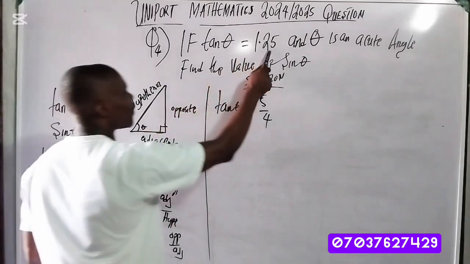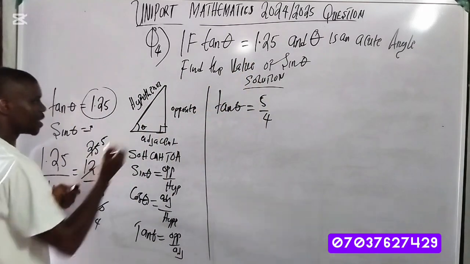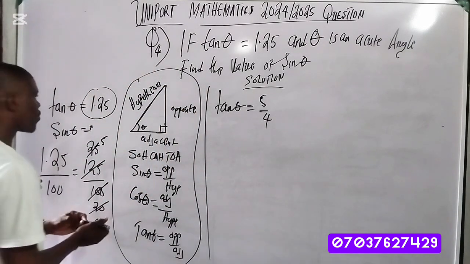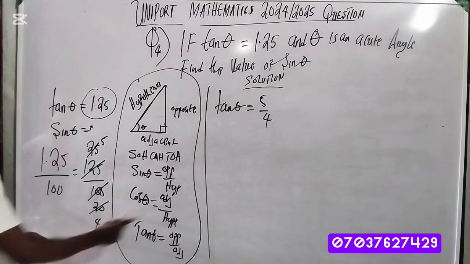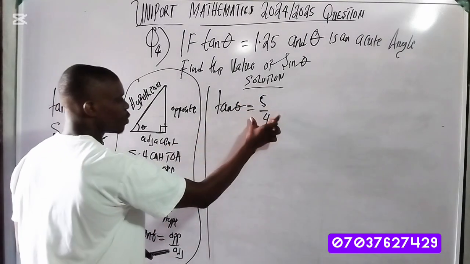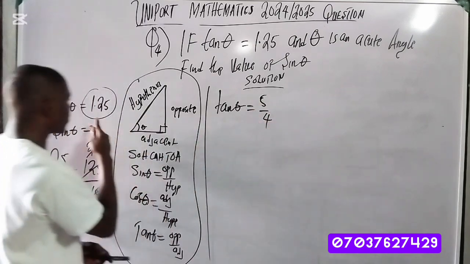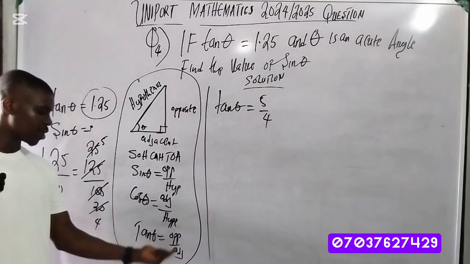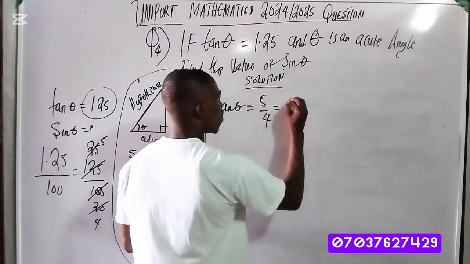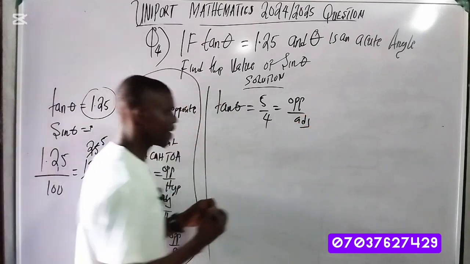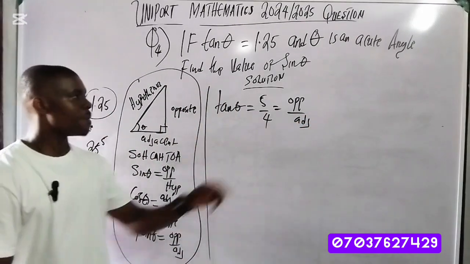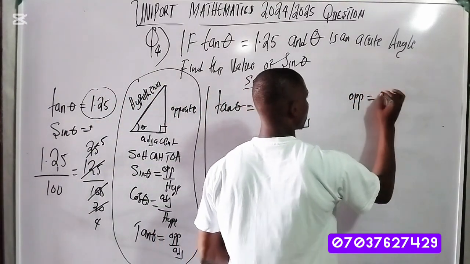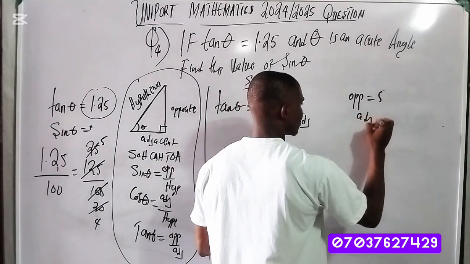The only thing I've done here is convert this 1.25 to a fraction. This is the major concept when it comes to trigonometry. 5 over 4 and 1.25 are the same. So tan theta equals 5 over 4. Now we know that tan theta is opposite over adjacent. It tells us that my opposite is 5 and my adjacent is 4.